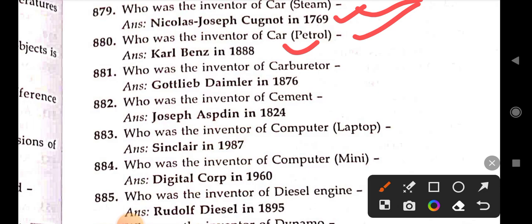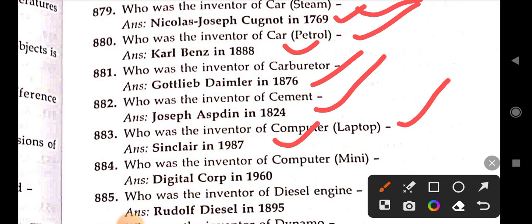Right answer is Graham Bell in 1876. Who was the inventor of cement? Joseph Aspdin in 1824. Who was the inventor of computer? Laptop. Sinclair in 1987. Who was the inventor of computer?